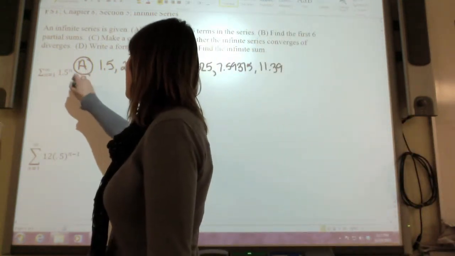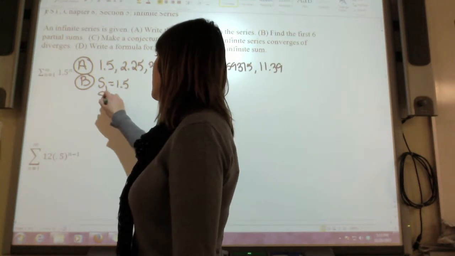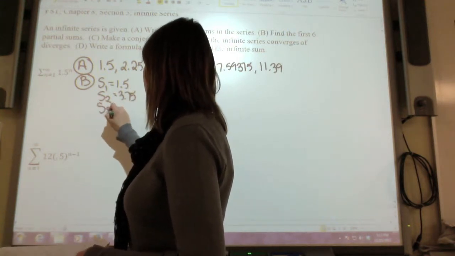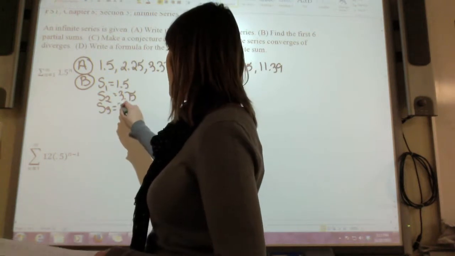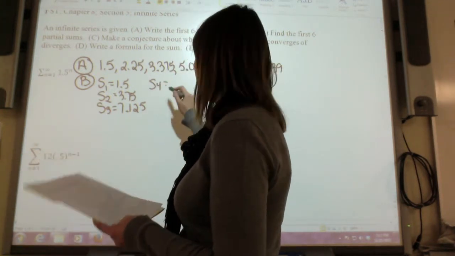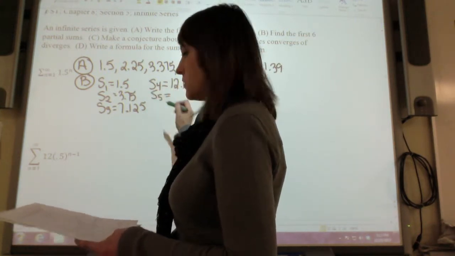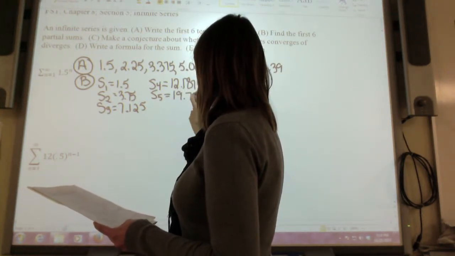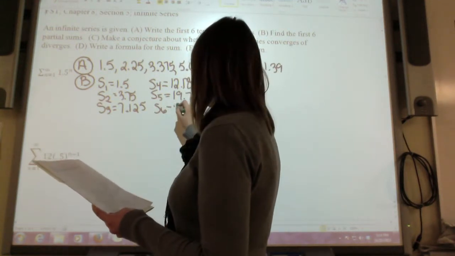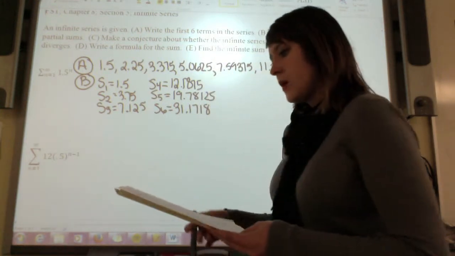For part B, I want to find my first 6 partial sums. The sum of my first term is just 1.5. The sum of my first 2 terms, if I add those 2 numbers up, I get 3.75. The sum of my first 3 terms, I get 7.125. The sum of my first 4 terms gives me 12.1875. Then the sum of my first 5 terms and the sum of my first 6 terms. Okay, so now I've got my partial sums.